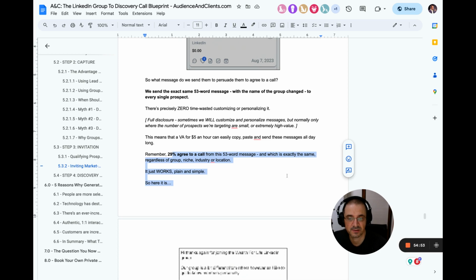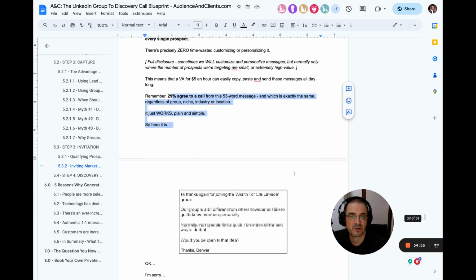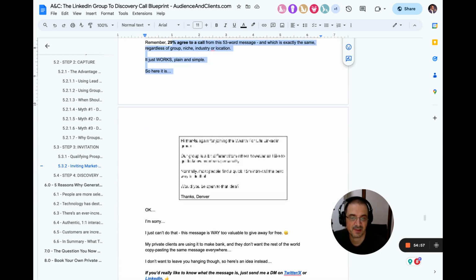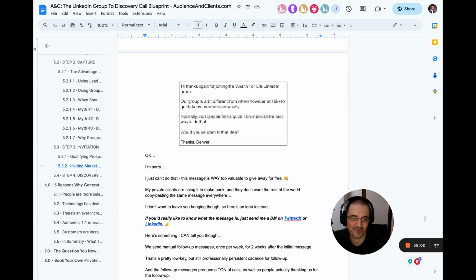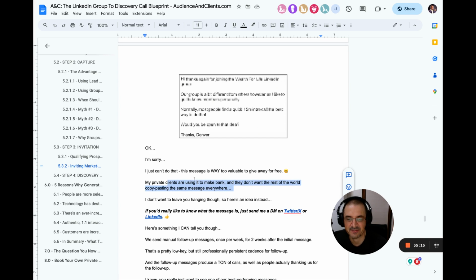It just works. So this is what the 53-word message looks like. It's pretty simple. However, I'm not going to give away the exact language word for word because it's just way too valuable to give away. My private clients are using it to make bank. They don't want me to share the gold with the rest of the world and have them copy paste the same message verbatim. But I'm not going to leave you hanging though.